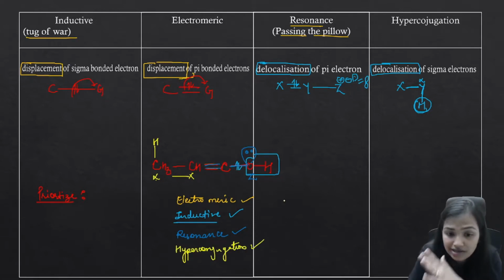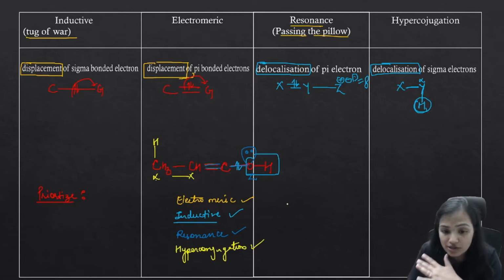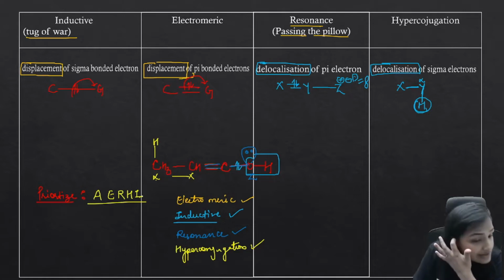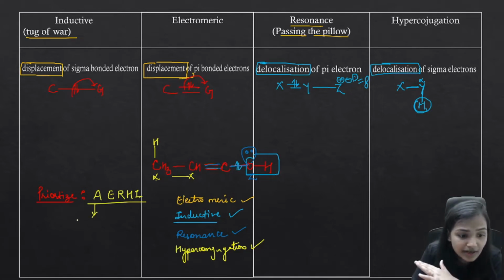Guys, in such a case, always follow one concept, that is to prioritize. How do you prioritize? You have to prioritize in this way: A, E, R, H, I. I will keep telling you about this. This is an important rule for GOC: A, E, R, H, I. A is for aromatic, which I will teach you in some other class.